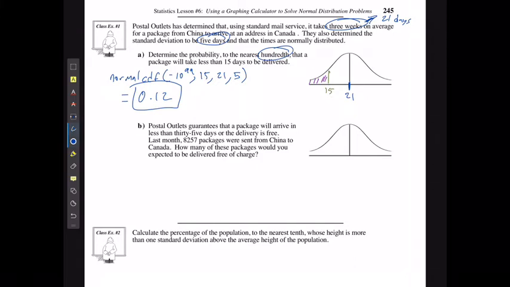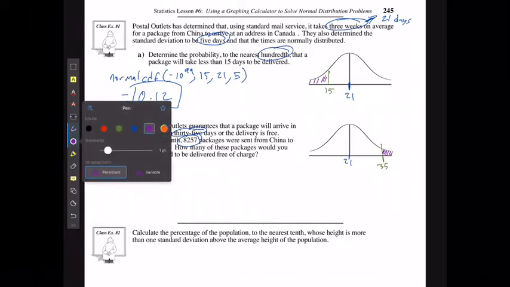For the second case, postal outlets guarantee that a package will arrive in less than 35 days or the delivery is free. Last month, 8,257 packages were sent from China to Canada. How many of these packages would be expected to be free of delivery charge? So, in this case, I still have 21 as my mu. My x value is going to be 35. And I'm solving for if it takes longer than 35 days.